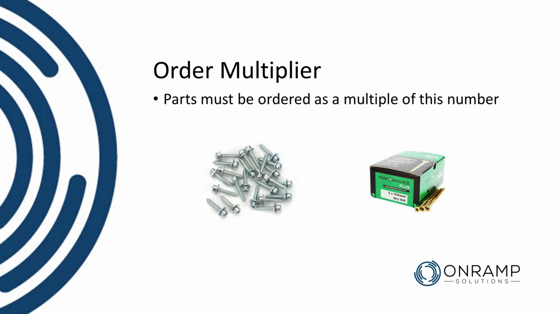The order multiplier: every order must be a multiple of this number. MRP will use this number when calculating how much to order. For example, if you need a nail from the hardware store, you may buy a box of 25 instead of 1, 2, or 10. In this case, the nail part order multiplier would be 25.